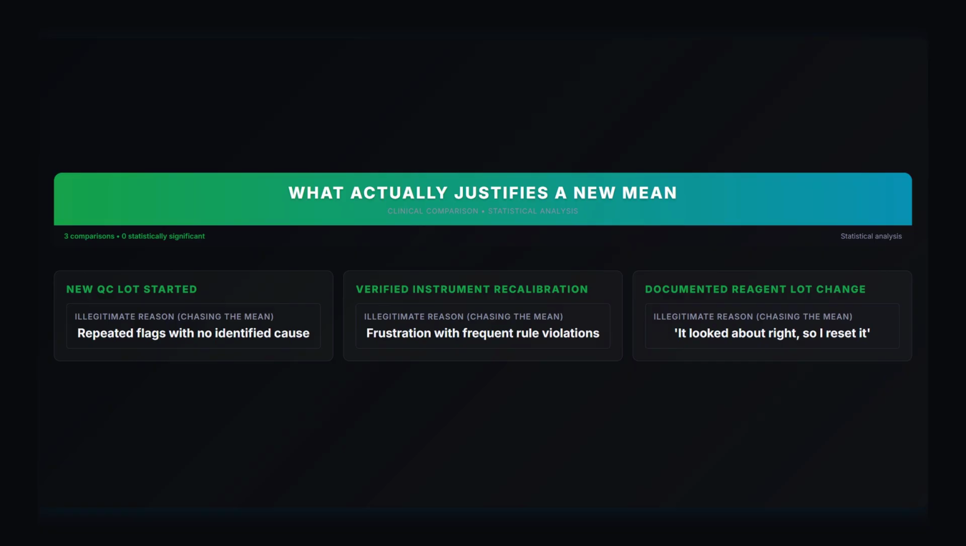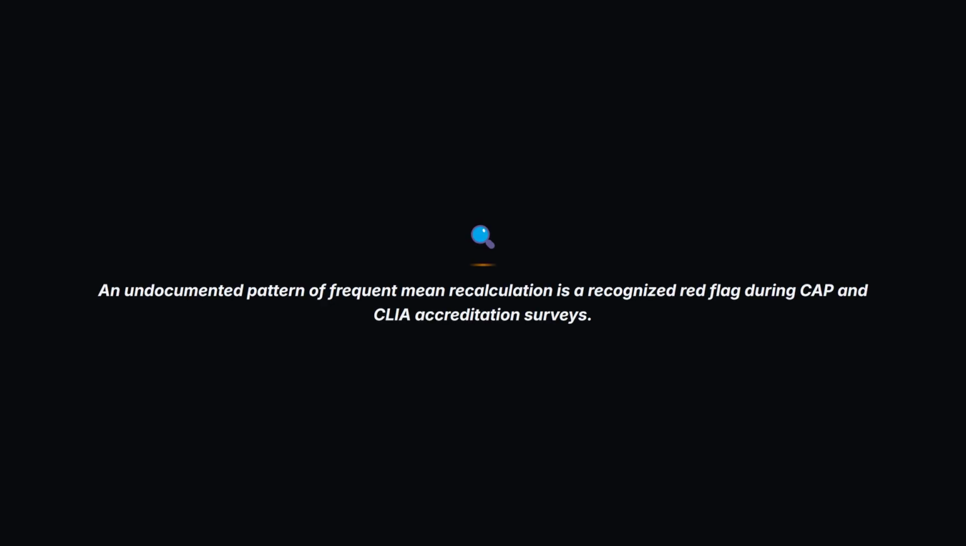CAP and CLI inspectors specifically look for this exact failure mode during accreditation surveys. A QC mean with an undocumented, unexplained history of frequent recalculation is treated as a genuine red flag, not a paperwork technicality, precisely because of what it usually indicates.